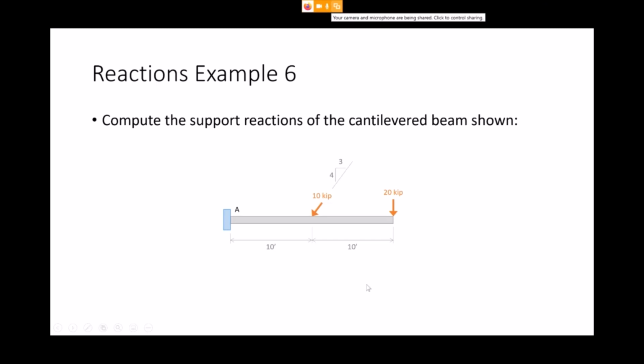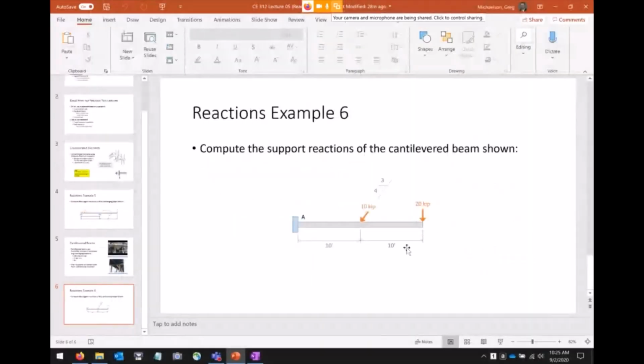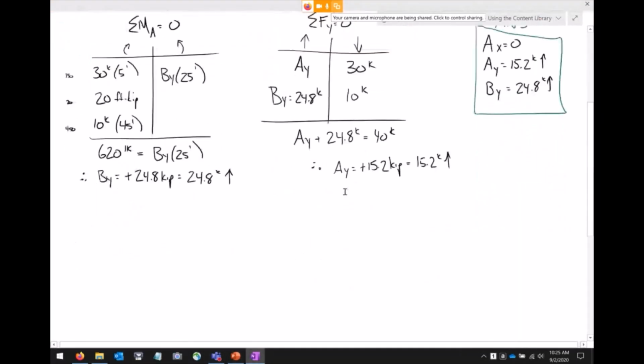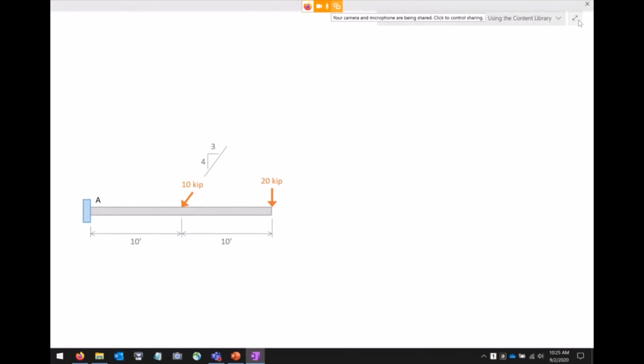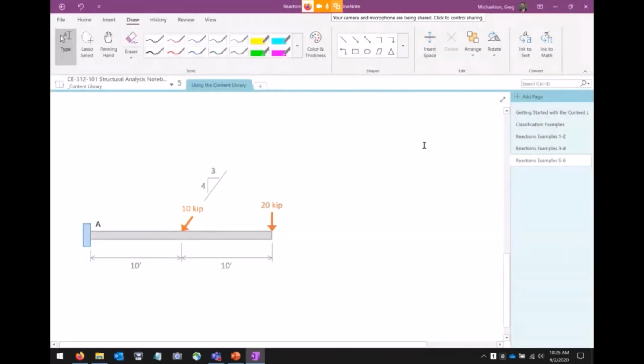Okay, so let me get out of this, go to my OneNote, break that down a bit, and let me do this. Okay, so here's the problem.